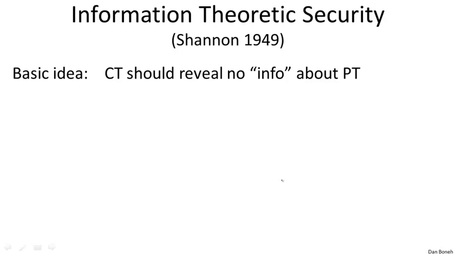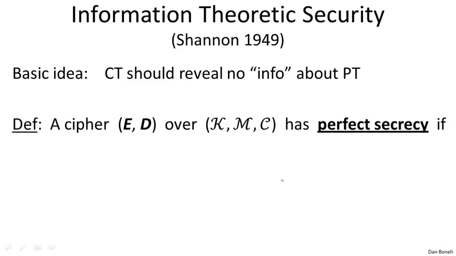The idea behind Shannon's definition of security is the following. If all you get to see is the ciphertext, then you should learn absolutely nothing about the plaintext. In other words, the ciphertext should reveal no information about the plaintext. And you see why it took someone who invented information theory to come up with this notion, because he had to formally explain what information about the plaintext actually means. So let me show you Shannon's definition. I'll write it out slowly first. Suppose we have a cipher E, D that's defined over a triple K, M, and C, just as before. K, M, and C define the key space, the message space, and the ciphertext space. And we say that the cipher has perfect secrecy if the following condition holds.